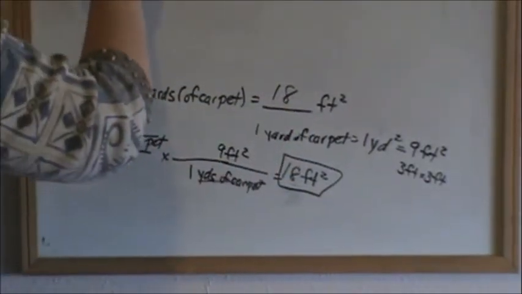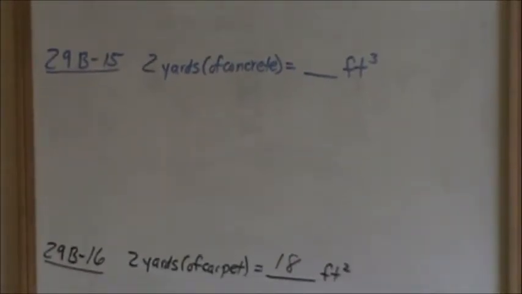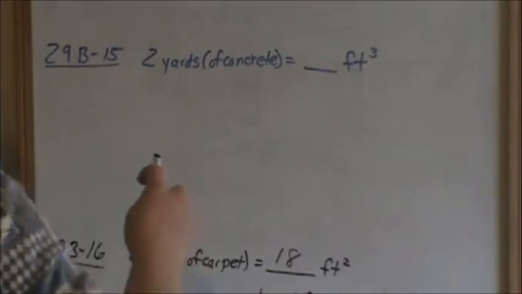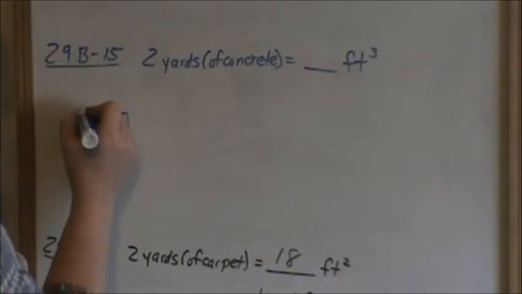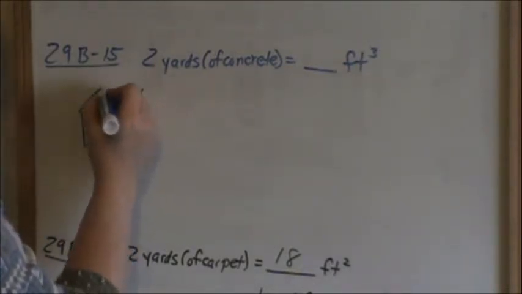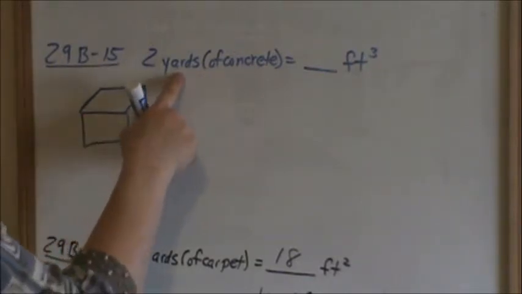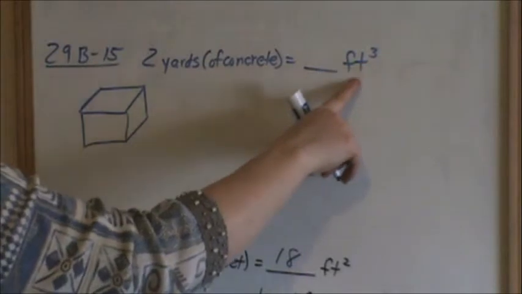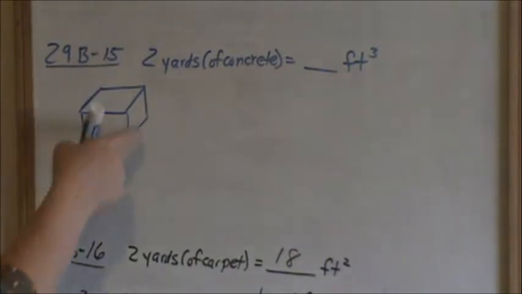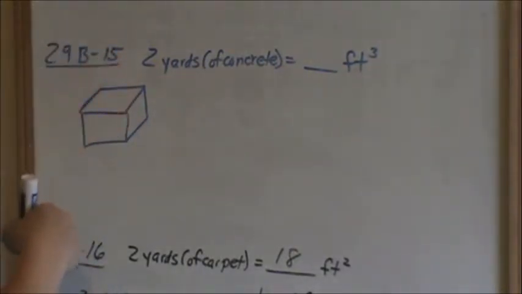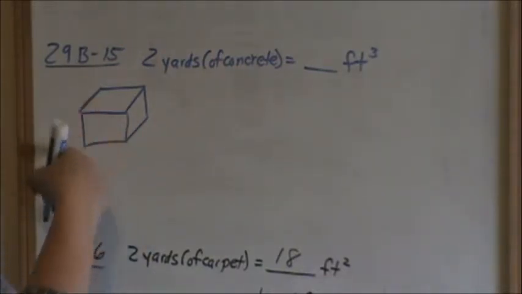Okay, now let's come back up here to 29B15. Now we're dealing with what is called yards of concrete. That is a volume of concrete. If we had a box that we were filling up with concrete, and this was all in yards, we know it's a volume because it's cubic feet. Cubic units are always volume. Volume is how much will something fit into some 3D object. So we're dealing with a cube, cubic feet.